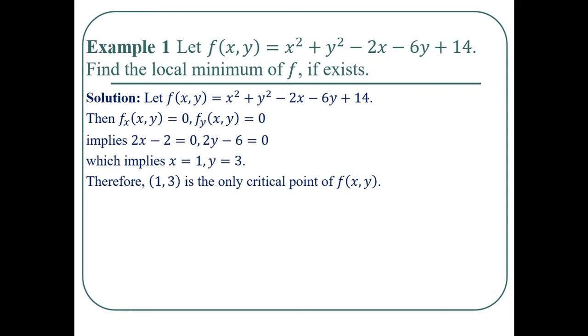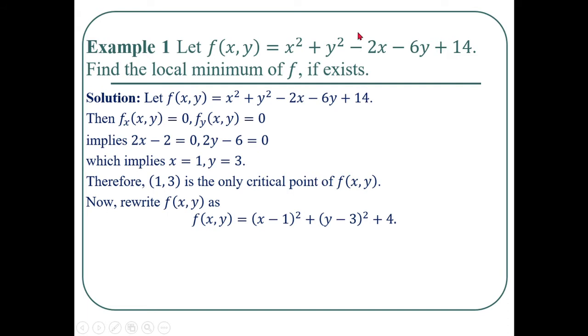Now we have to decide whether it is a local minimum, local maximum, or saddle point. For that, we are going to rewrite this function f of x, y. Here we can collect the terms of x together, terms of y together, and make them perfect squares. That means f of x, y is equal to x square minus 2x. To write it as a perfect square, we have to add 1 here.